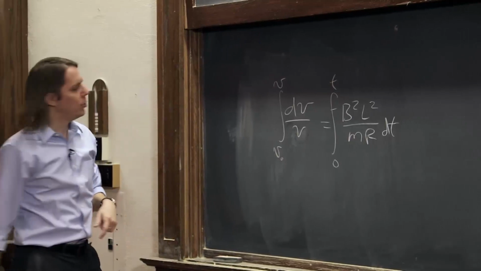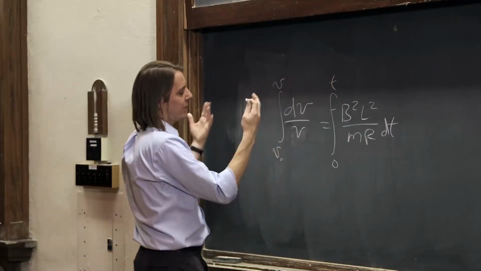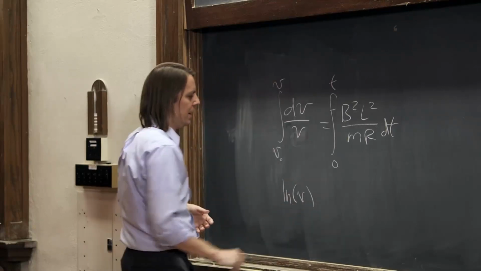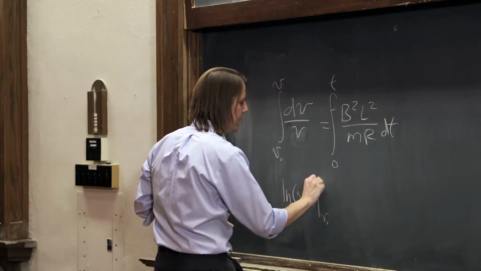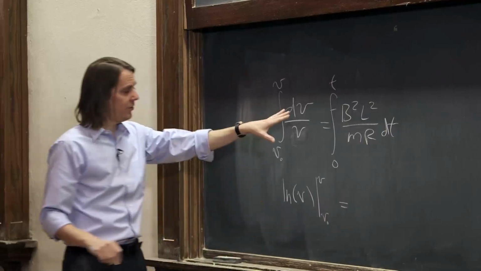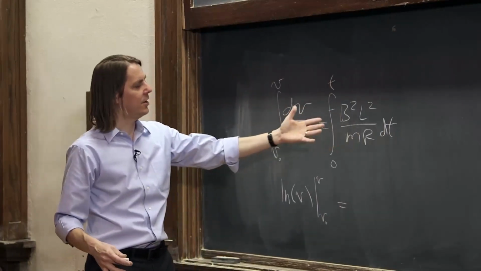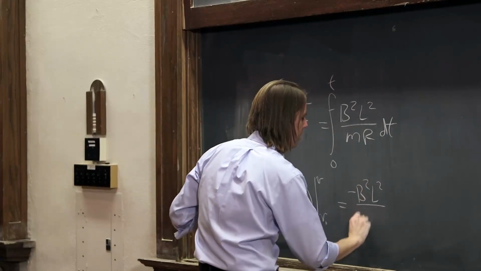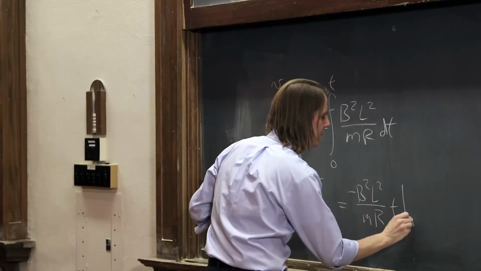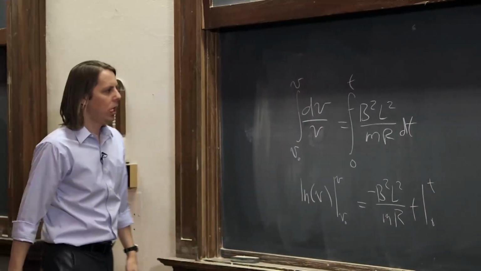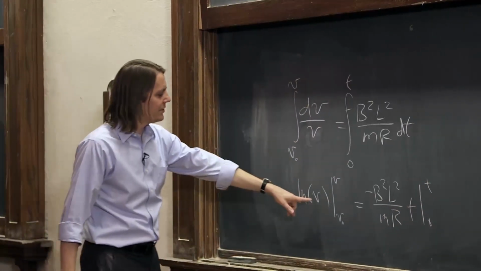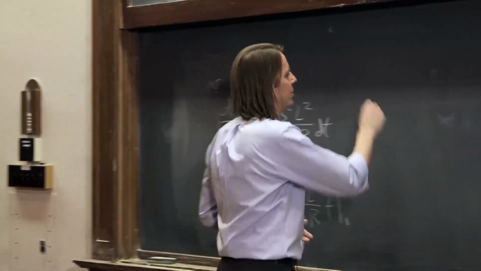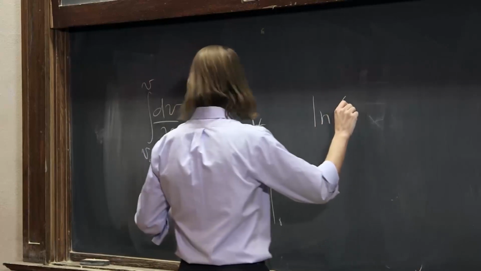Okay? So the integral of dv over v, the integral of dx over x, is the natural log of x, or in this case v, evaluated v naught to v. And the integral of that constant times dt is just that constant times t, minus B squared L squared over mR t, evaluated from 0 to t. All right, so if you plug these in, this is natural log of v minus natural log of v naught, but natural logs, when you subtract them, it's really the ratio. So this is the natural log of v over v naught.